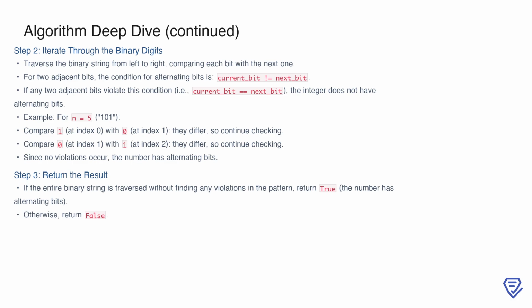If this condition is violated, we can conclude that the number fails the test. For instance, consider the binary string 101 from the number 5. First, compare the bit at index 0, which is 1, with the bit at index 1, which is 0. Since they are different, we continue. Next, compare the bit at index 1, 0, with the bit at index 2, 1. Again, they differ, so the pattern holds. If no violations are found after traversing the entire binary string, we return true, indicating that the number has alternating bits. Otherwise, we return false.